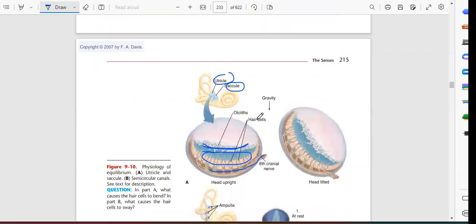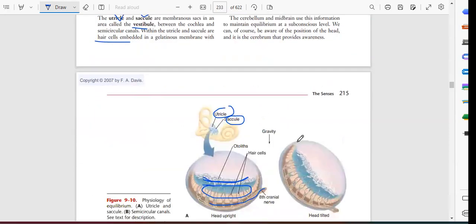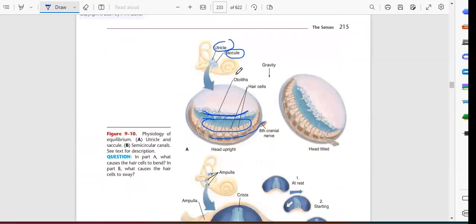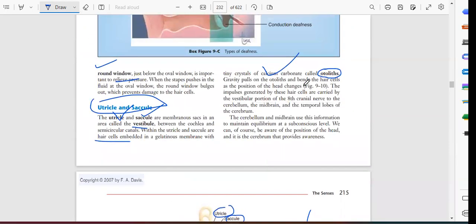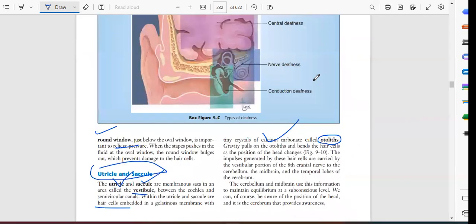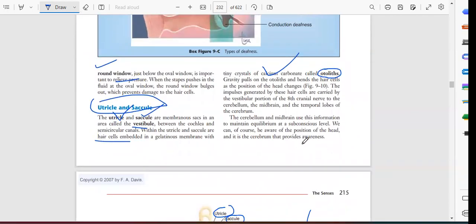What is the work of the vestibule? In the vestibule, we have utricle and saccule. In that, we have the membrane, otoliths, which is made up of calcium carbonate. In that, we have hair cells. Hair cells are connected to the eighth cranial nerve. This nerve goes to the cerebellum, midbrain, and cerebrum. The cerebrum, temporal lobe, is for hearing, and the cerebellum and midbrain are for equilibrium. The cerebellum and the midbrain use the information to maintain equilibrium at the subconscious level.